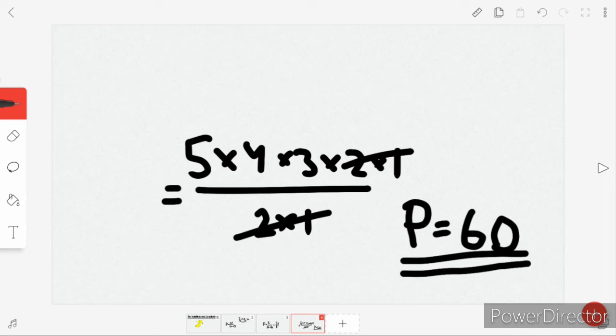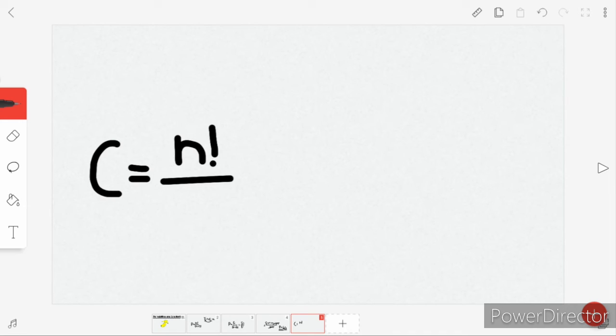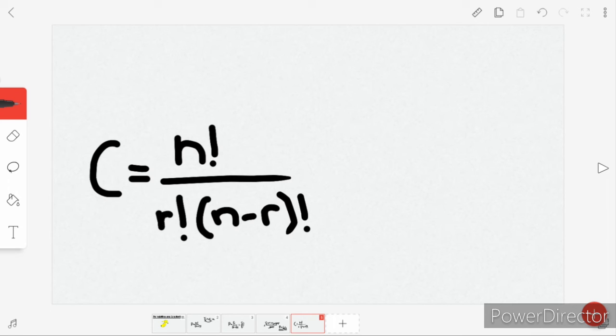Okay, let's go to combinations now. The equation for combinations is very similar to the one for permutations. So we have C, which is combinations, is equal to n factorial, just like last time, except the difference is we have the same n minus r factorial, but we also have r factorial. That's r factorial multiplied by n minus r factorial. So let's just do a quick example for it, and I'll show you how it's used.